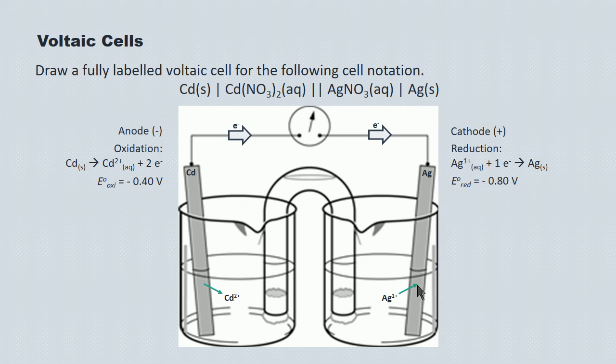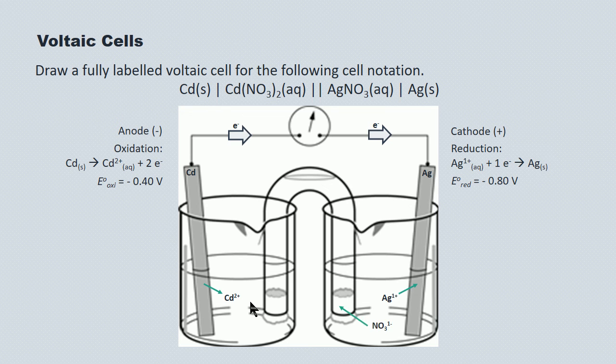So what we're going to see here is a cathode, a silver electrode that's going to gain mass as silver atoms are laid down on it. And we're going to see an anode that corrodes, that oxidizes and loses mass as it sheds cadmium ions. And this is typical. Anodes corrode and cathodes build up.